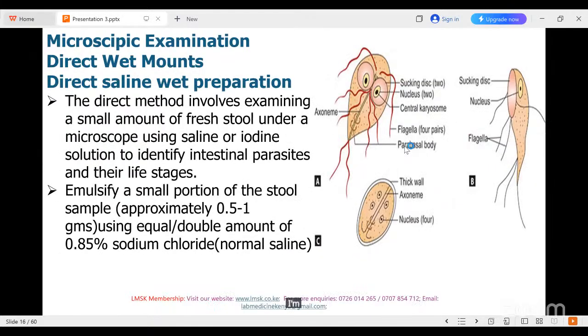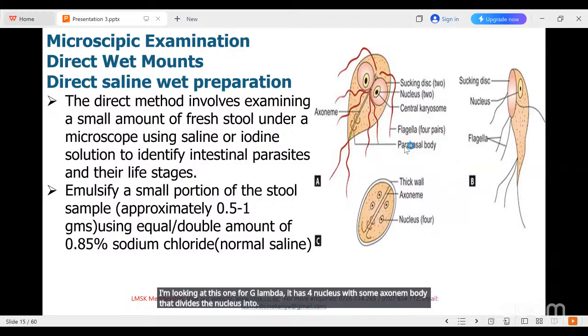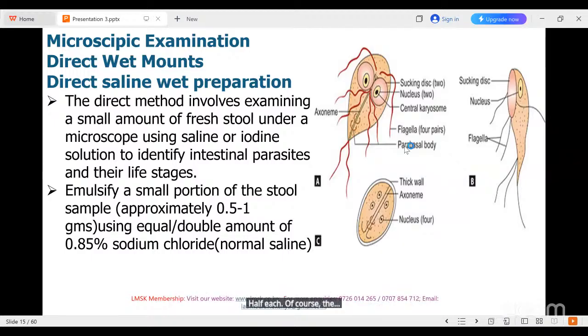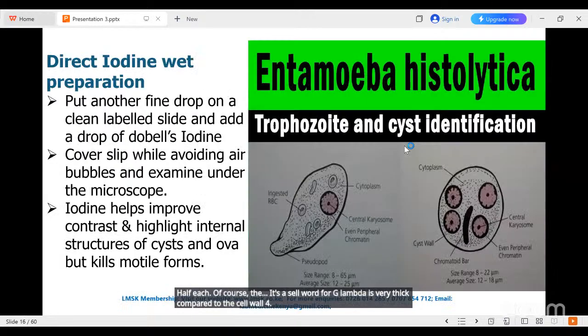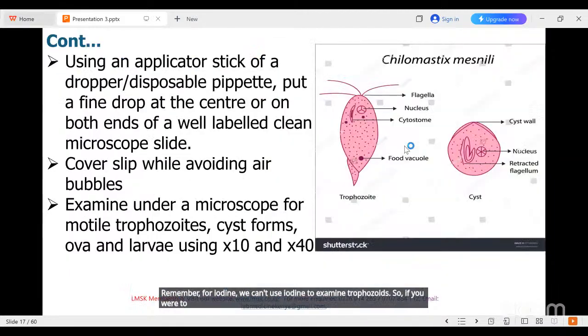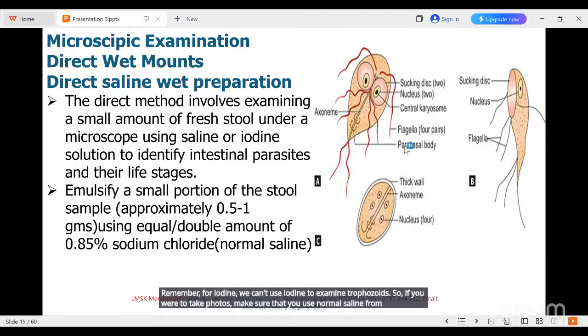And looking at this one for G. lamblia, it has 4 nuclei with some axoneme that divides the nucleus into half each. Of course, the cell wall for G. lamblia is very thick compared to the cell wall for the other. So sometimes you can use Dobell's iodine to increase contrast and examine the internal structures of some of these cysts. But remember, you can't use iodine to examine trophozoites. For trophozoites, make sure that you use normal saline from this first experiment here.